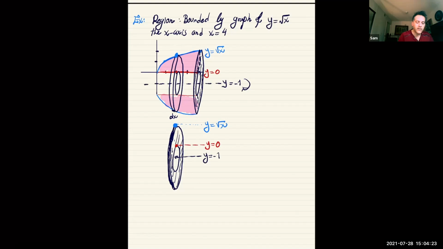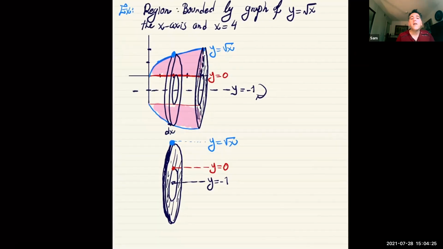It's as if I take a rectangular strip, here is the rectangular strip. That's what we have been doing for area also. Take a rectangular strip and revolve that rectangle around the axis of revolution, this being the axis of revolution. When you do so, it creates this washer. So if you can't draw the washer, try to at least imagine it.